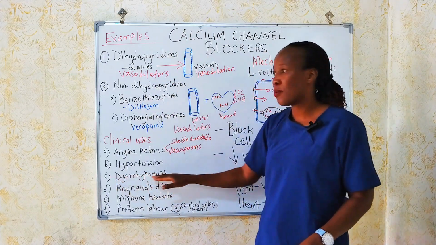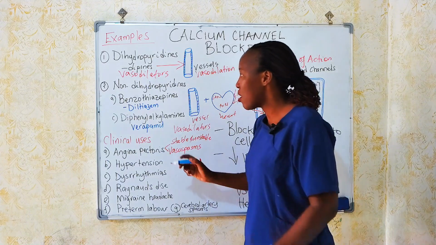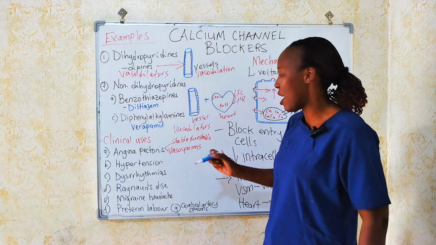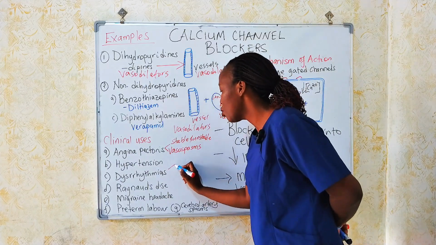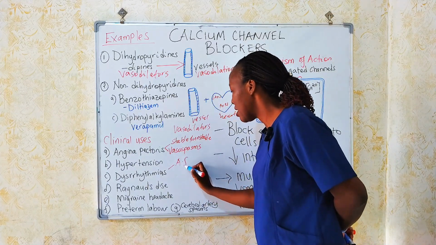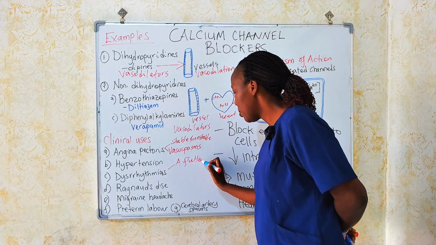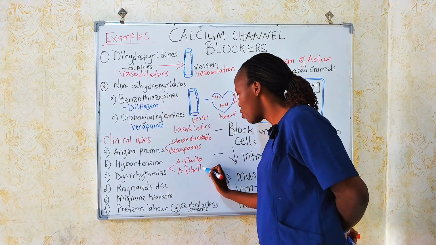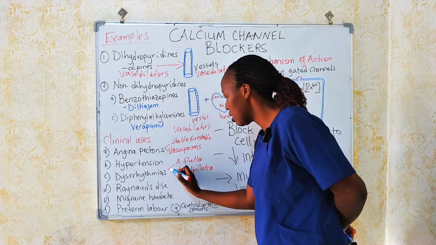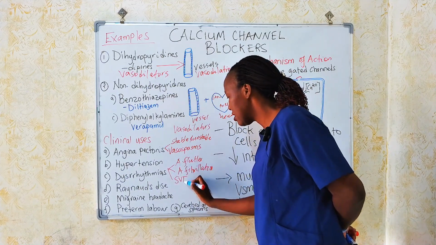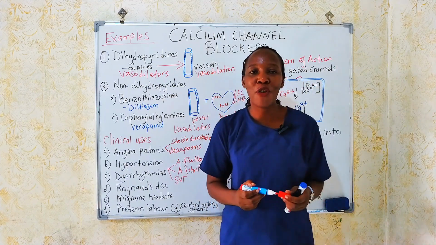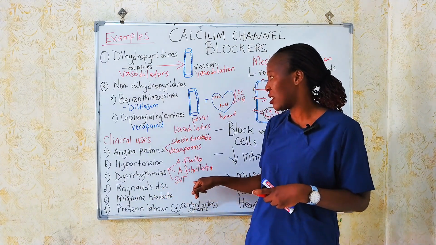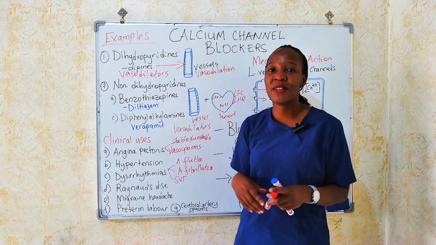And then in dysrhythmias, calcium channel blockers, especially the non-dipines, diltiazem and verapamil, can be used to manage atrial flutter, can be used to manage atrial fibrillation, and of course can also be used in supraventricular tachycardia. In fact, before adenosine became the drug of choice for SVT, for supraventricular tachycardia, diltiazem was being used.